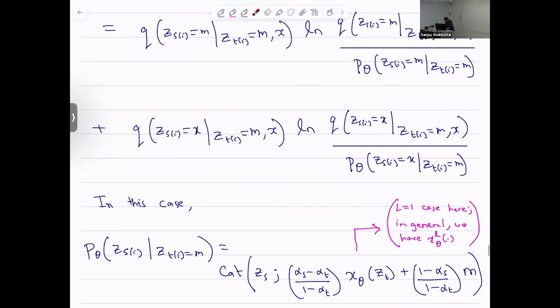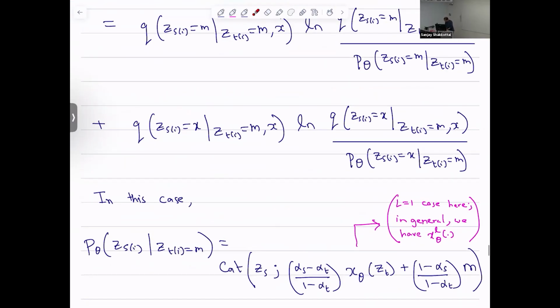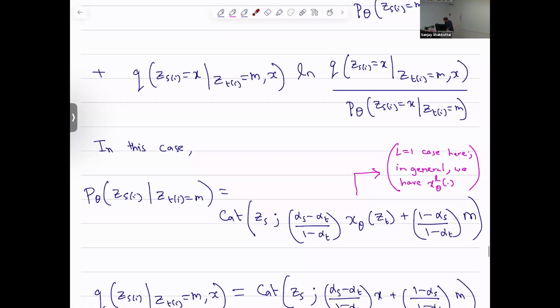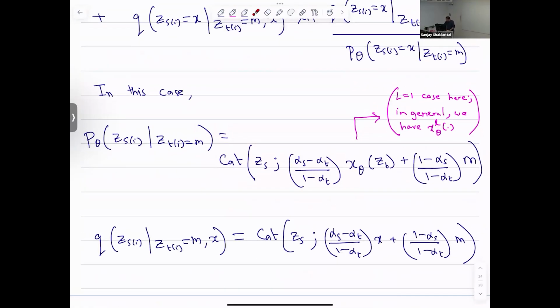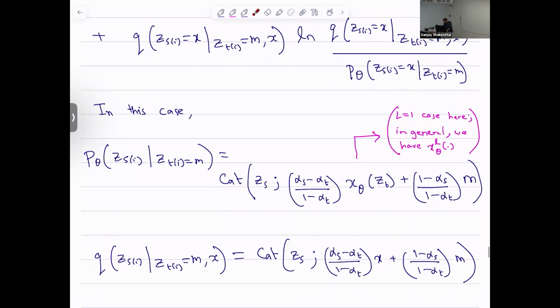In this case, what do we know here? We know that the parameterization was such that the one-step learned probability is a categorical weighted by x theta, weighted by this. So this is just a distribution, or it's masked with this probability. Whereas the inference posterior q is x itself or m, with these probabilities. This is what we have seen. We just discussed it a few minutes back. So let's stick all this in here.